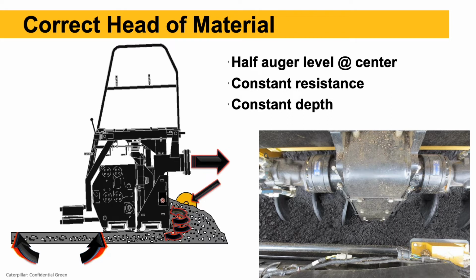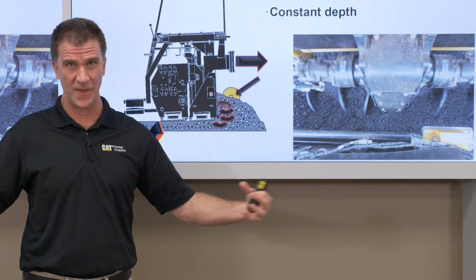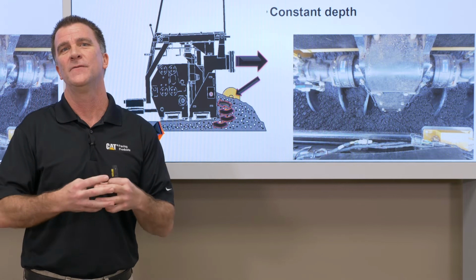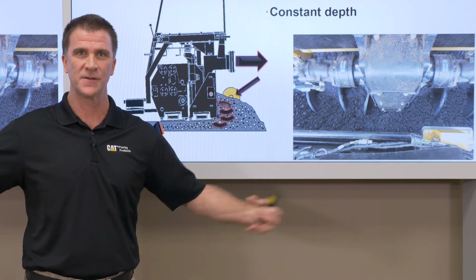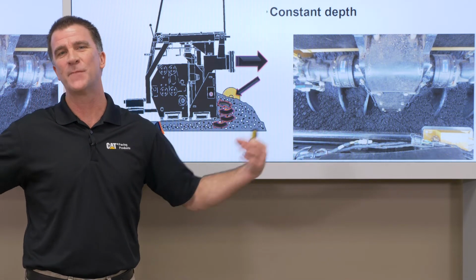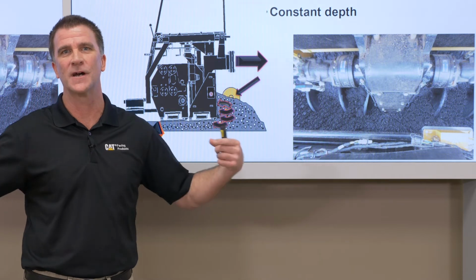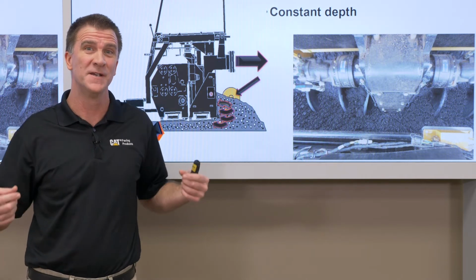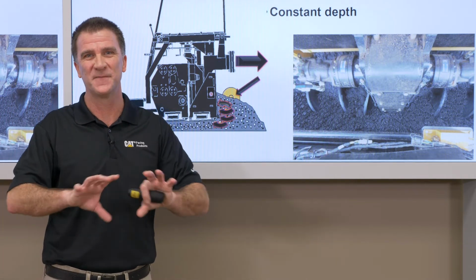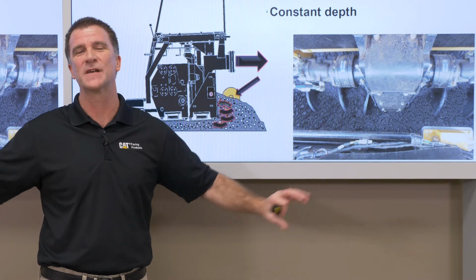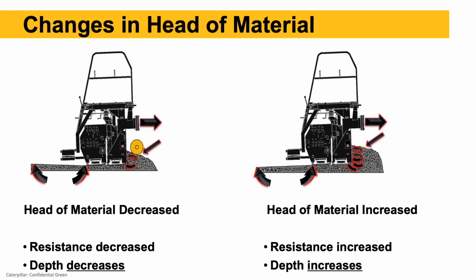The auger does its best job when it can move that mix in a uniform manner from the center, or from the conveyors, out to the edges of the screed. If it's buried, you get segregation going on. Those augers become more of a boring machine, as opposed to moving mix in a nice uniform manner. So changes in head of material are going to affect how that screed rides.